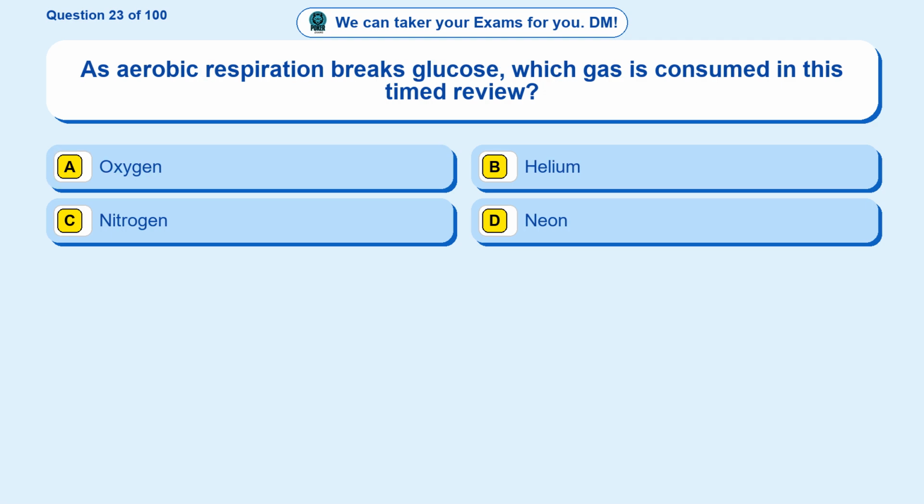Question 23. As aerobic respiration breaks glucose, which gas is consumed in this timed review? Option A, oxygen. Option B, helium. Option C, nitrogen. Option D, neon. The correct answer is option A.